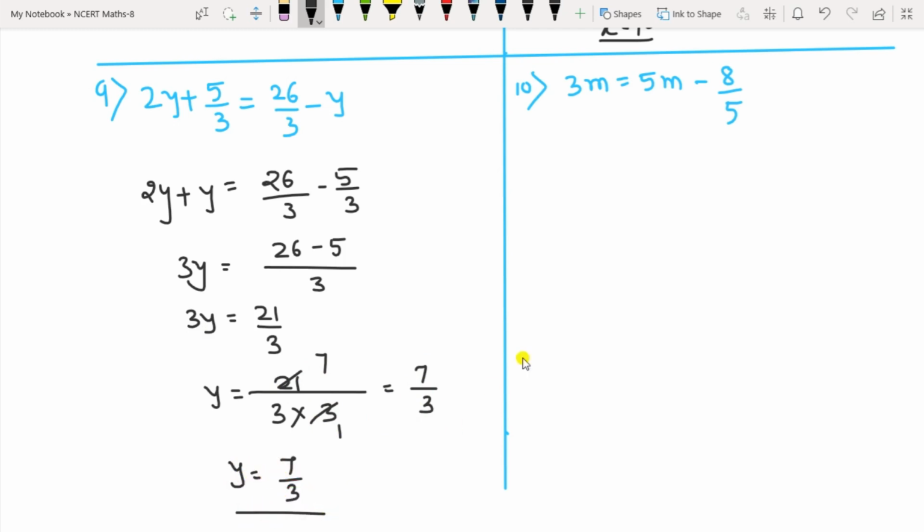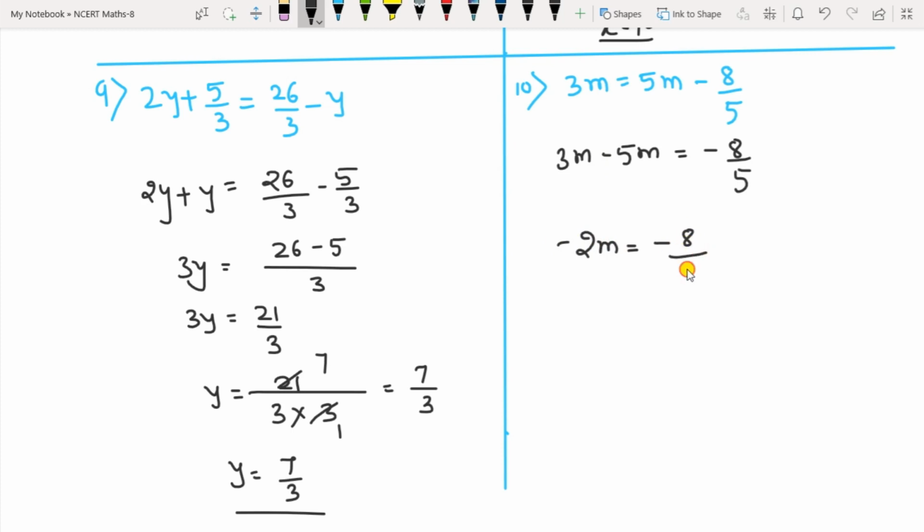Next here, 3m minus 5m equal to minus 8 by 5. 3 minus 5, plus minus becomes minus. So 5 minus 3 is 2, answer. The greater number is having the minus sign, so minus 2m equal to minus 8 by 5.